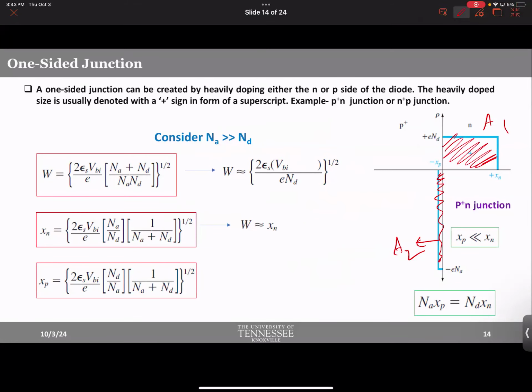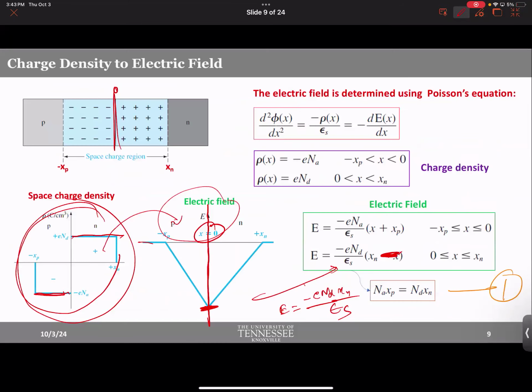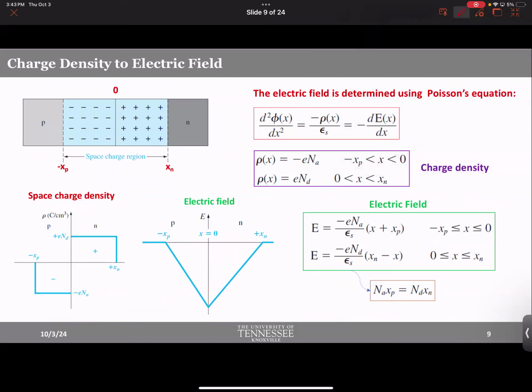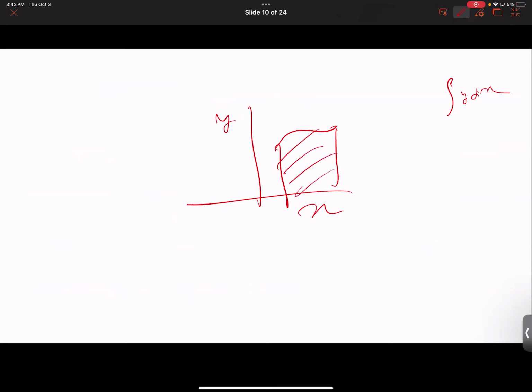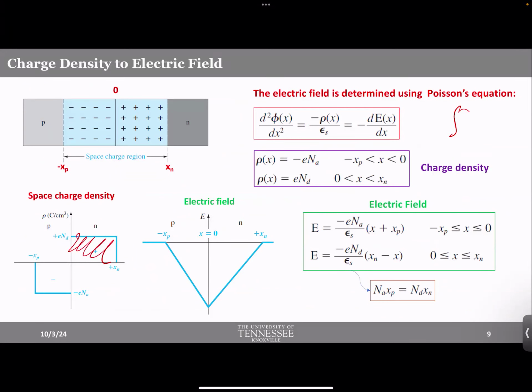What does the area represent? We already discussed it. I didn't tell you this, by the way. Remember, electric field is the integration of rho over epsilon dx. Remember? If you have a y versus x graph, what is the integration of y dx? The area under this curve, don't you think? So when you integrate rho dx, you are basically calculating the area under this curve. And when you calculate the rho dx integration on the other side, you're calculating the area under this curve. Why should they be equal?